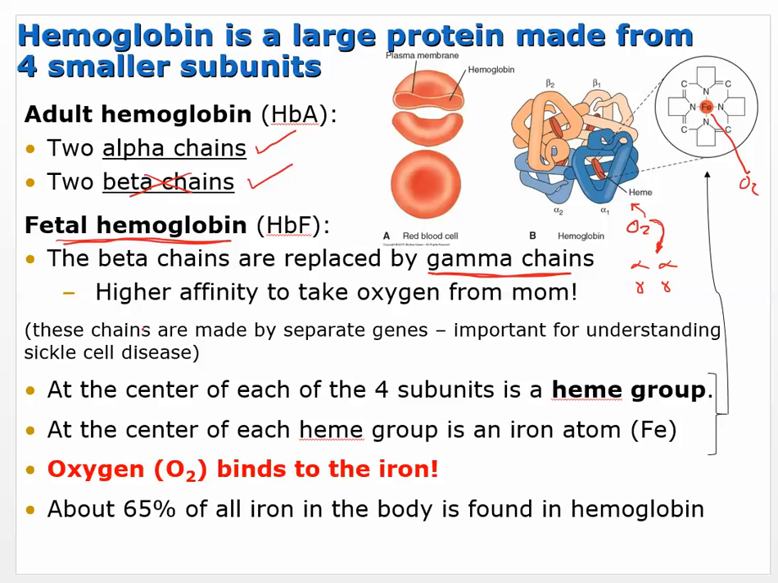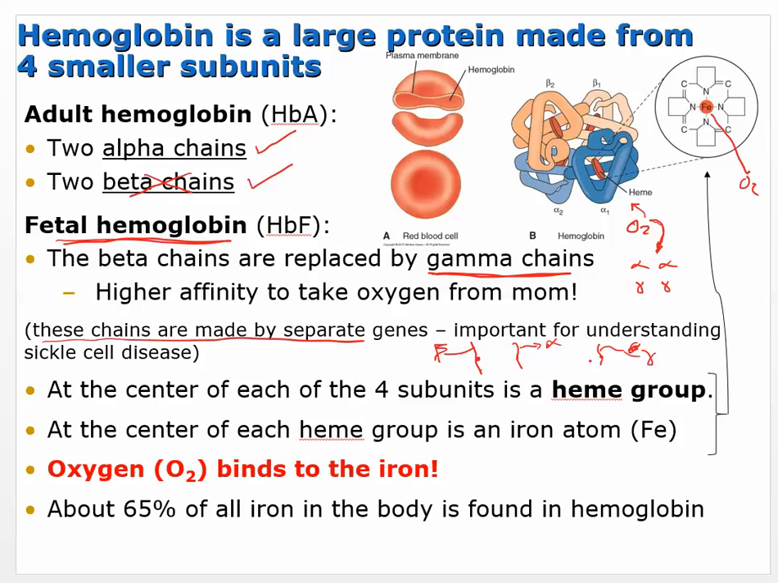Okay, so the chains, like I said, are made from separate genes. So we have these chromosomes all over the place, and there might be a gene here that makes the alpha. There might be a gene over here that makes the beta, and then there might be another chromosome. I don't exactly know the distribution of the chromosome that's making the gamma.